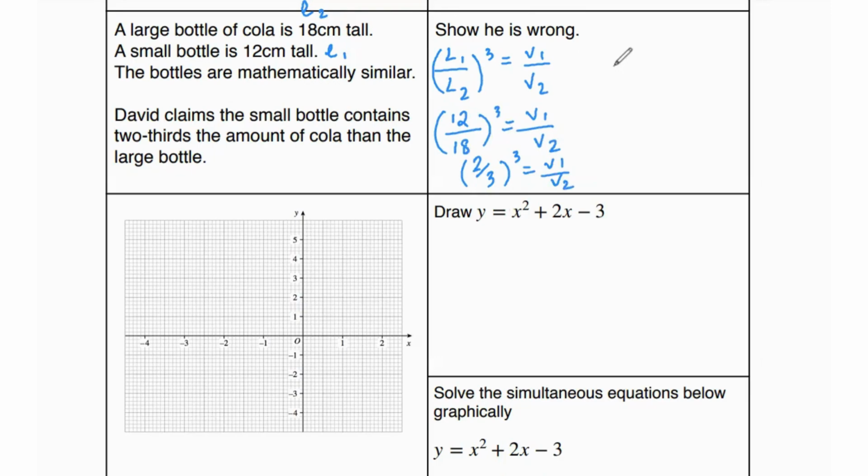Whereas David was claiming that for the small bottle V1 equals 2/3 of V2, which is the volume of the large bottle. So according to David, V1 over V2 is equal to 2 over 3. Whereas in reality, V1 over V2 is the cube of 2 over 3. So this is where David is wrong.